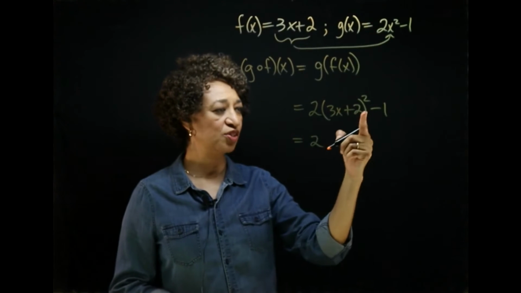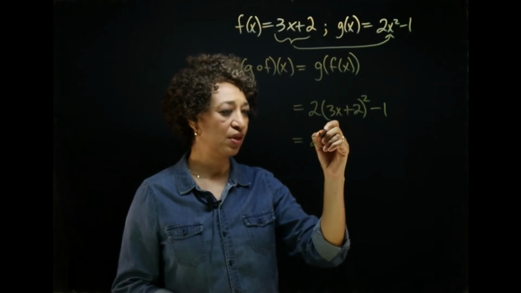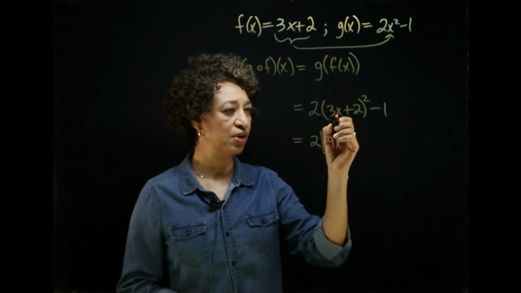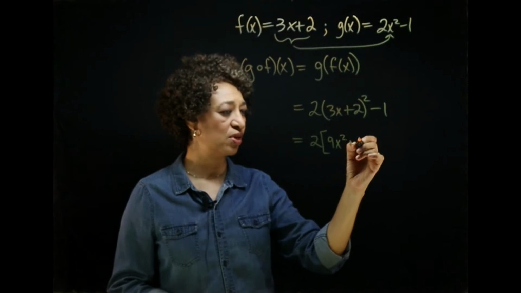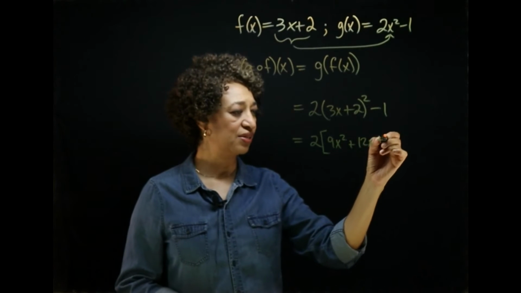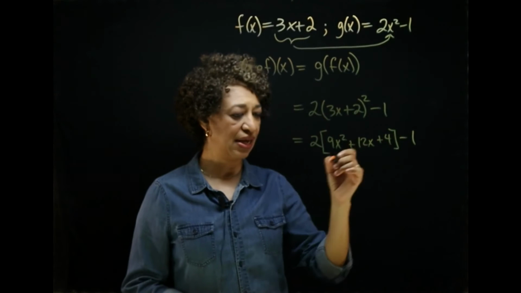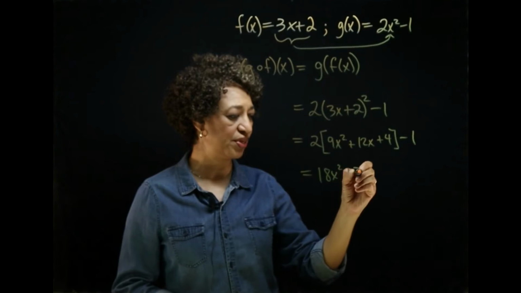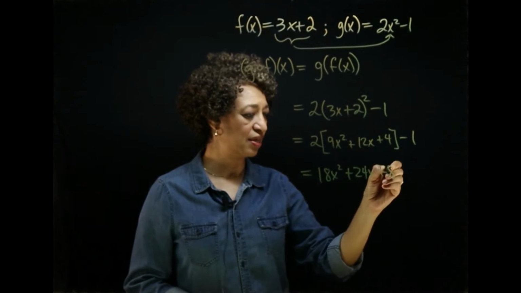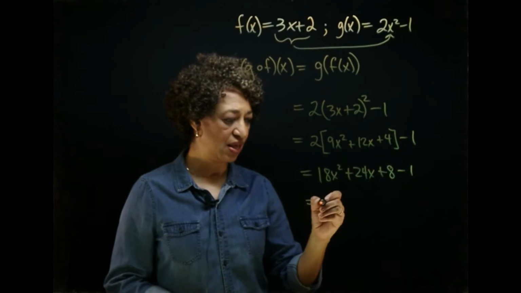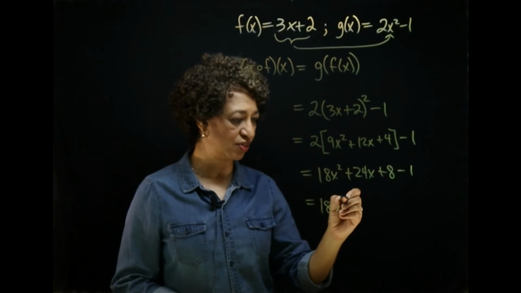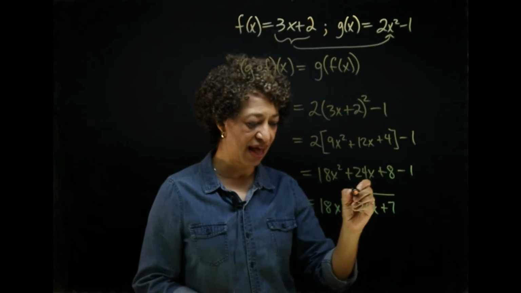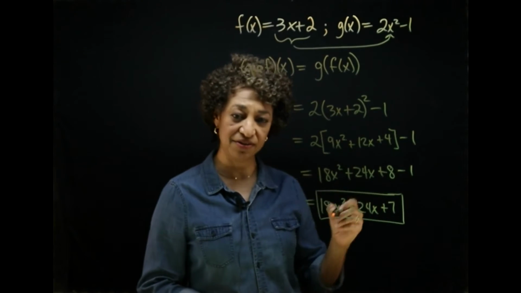All right, we'll need to square this binomial. You can use the FOIL method or this quick method. Square the first term, first times second, and double the result. Then square the last term, bring down minus 1. Now, distributing, I have 18x squared plus 24x plus 8 minus 1. And my answer is 18x squared plus 24x plus 7. That is g of f of x.